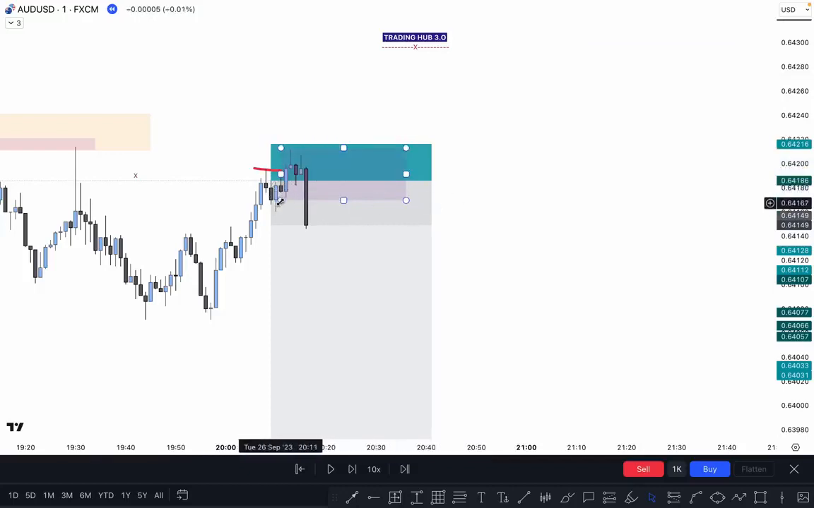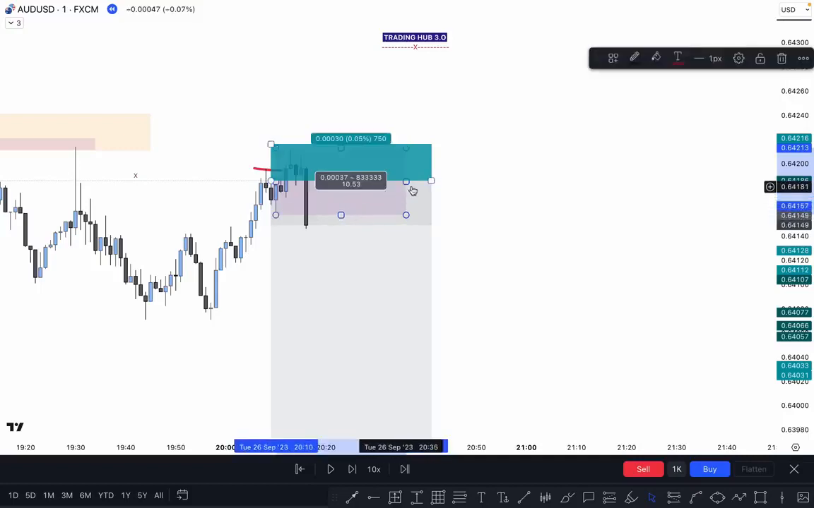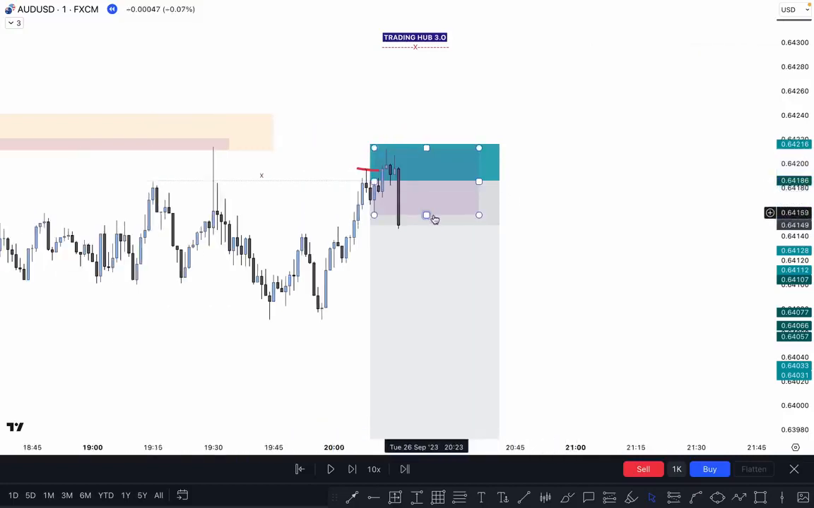And also if you are using the entire zone, you can use it. Okay, but for refinement purposes you can use this one for the refinement. And this one is our order block entry. So basically we have 3 types of entry.